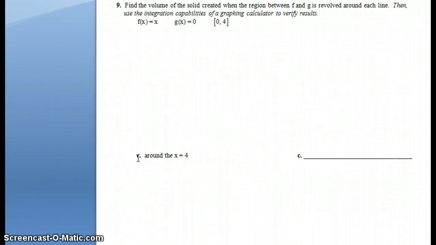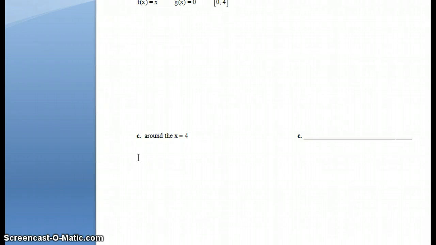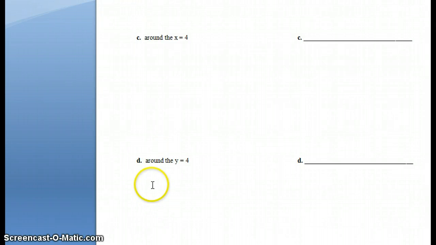If I scroll to C, it asks us to revolve around x equals 4, which is another vertical line. Therefore, we're going to use the shell method. And D asks us to revolve around y equals 4, which again is going to be either disk or washer because y equals 4 is horizontal.